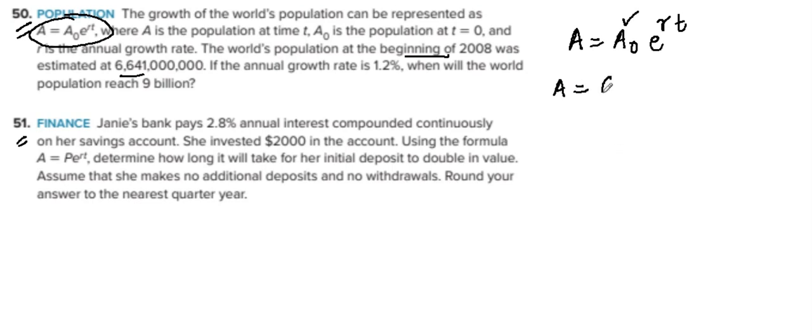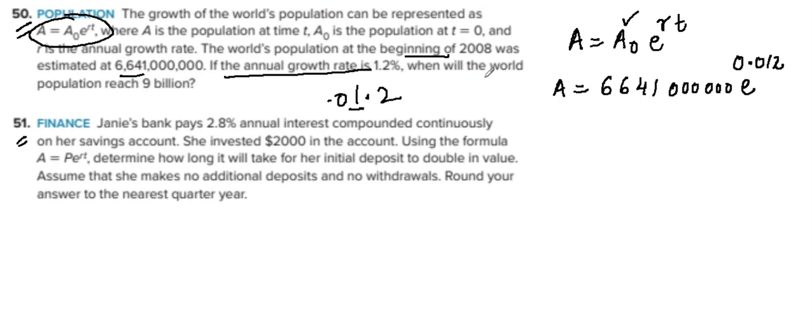So A is equal to A naught, which is 6641 and 0.00000, and e power the rate of interest, which becomes 1.2%. So shift the decimal, and it will become 0.012. And time we need to find out, because they are saying that the annual growth is 1.2%, and we need to find when. So time we need to find out, and the final population is given: 9 billion.